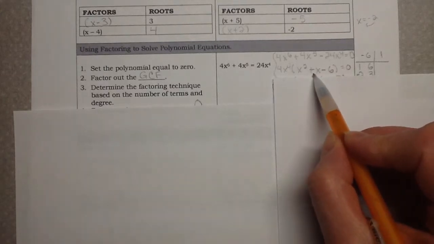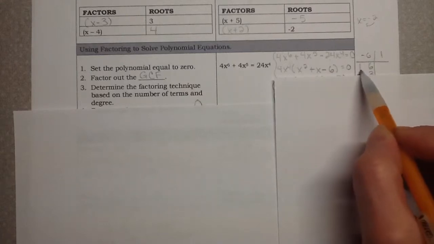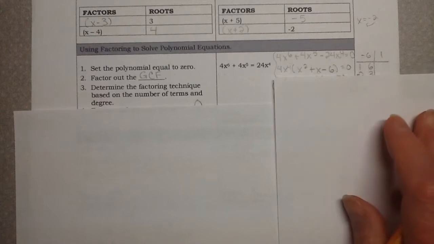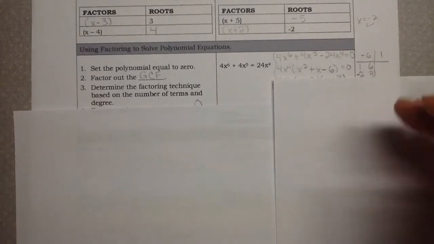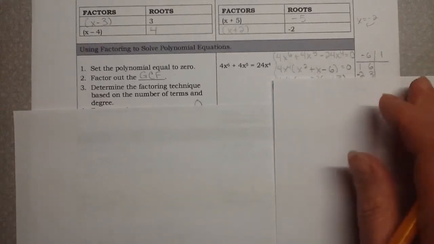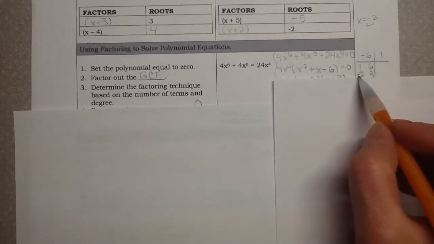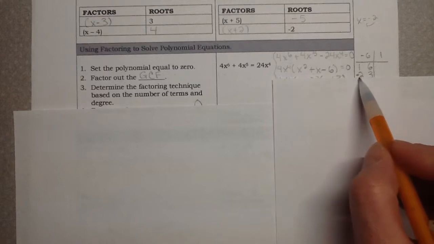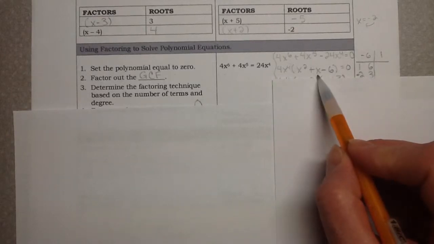We need that to add up to b. So we want factors of negative 6 that add up to 1. The only combinations of factors of negative 6 I can have would be 1 and 6, and 2 and 3. If I make the 2 negative and the 3 positive, when I add those two together, negative 2 plus 3, that will give me the 1x that I need.